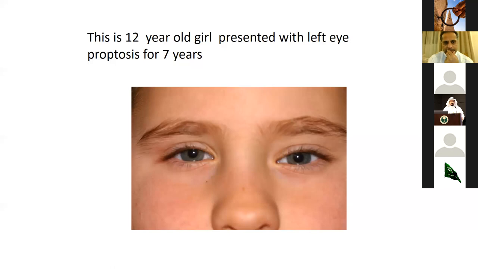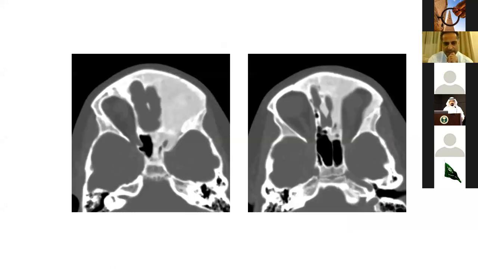All I can see in the photo is the almost fullness on the superior sulcus of the left eye. Even the eyes look ortho, pupil looks similar. It does not indicate if there is any optic. Just to save time, let's go for imaging. This is her imaging.